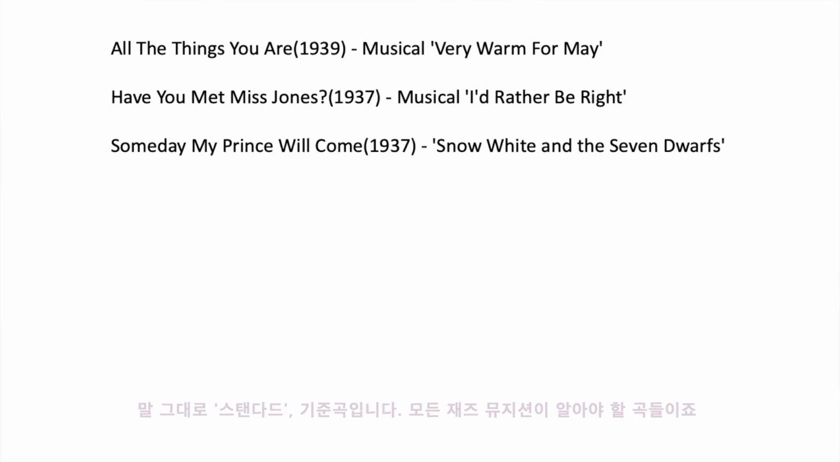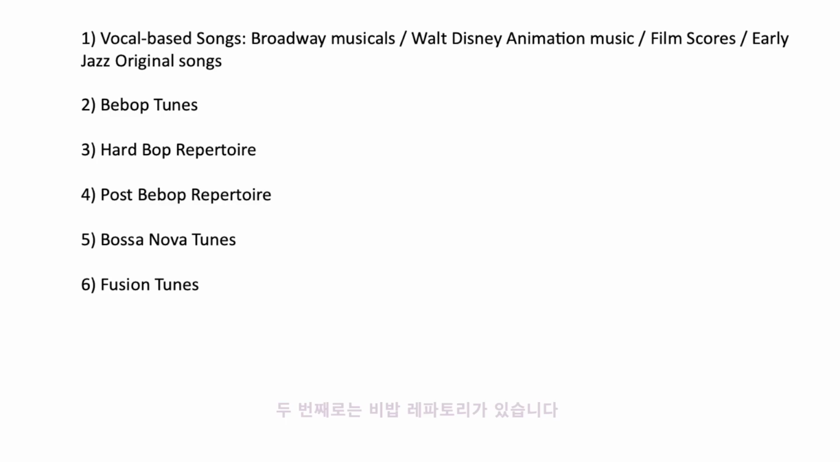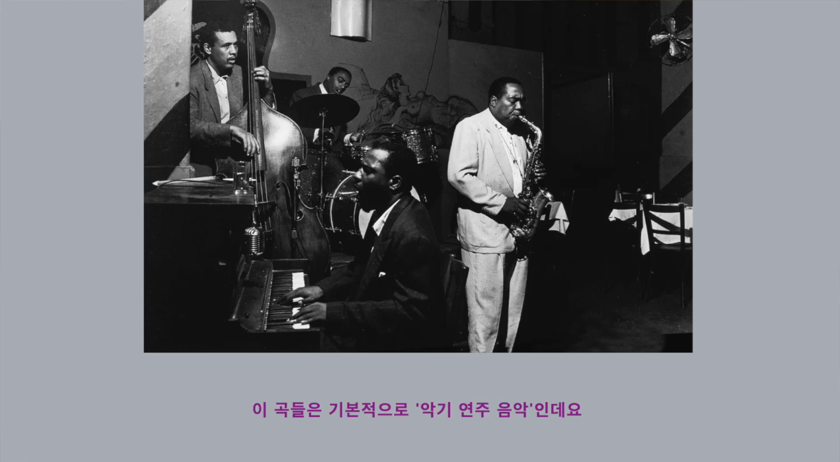Second, we have bebop repertoire, mostly from Charlie Parker and the bebop era. These are primarily instrumental tunes, jazz blues, rhythm changes, transformed blues such as Blues for Alice, and original progressions like Confirmation. Since many of you are already familiar with these, I will keep this category brief.